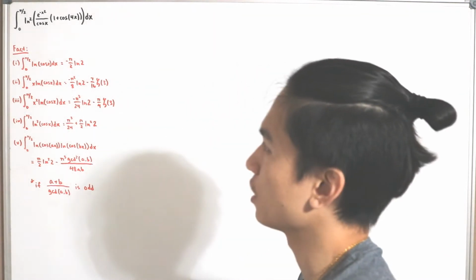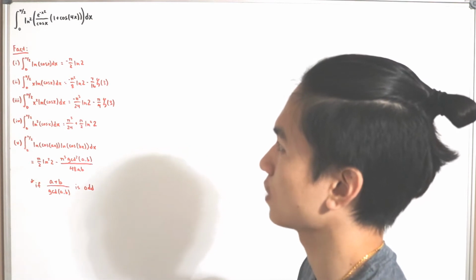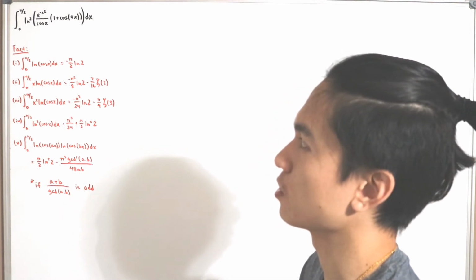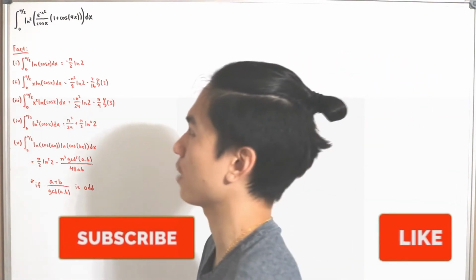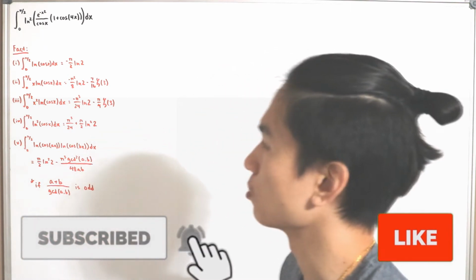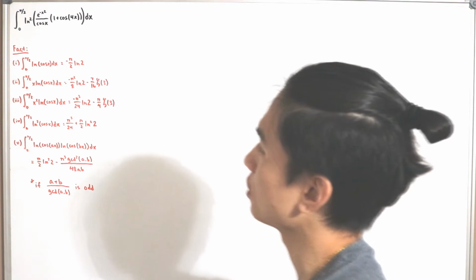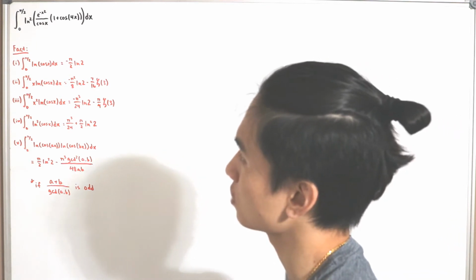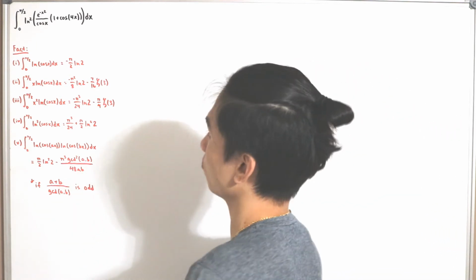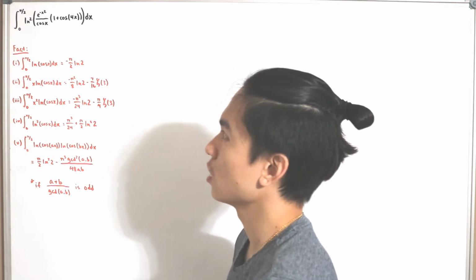In today's video, we've got this monstrosity of an integral right over here. We have the integral from 0 to pi over 2 of the natural log squared of e to the negative x squared divided by cosine x, multiplied by 1 plus cosine 4x, dx.